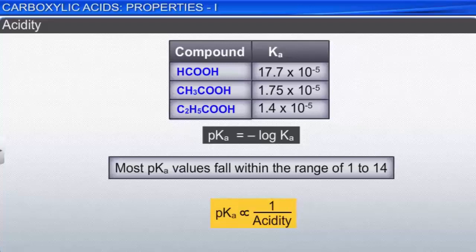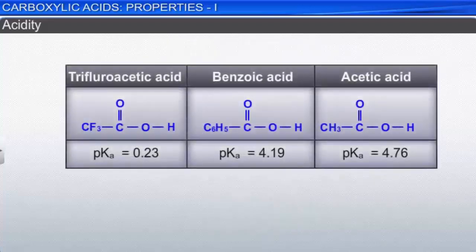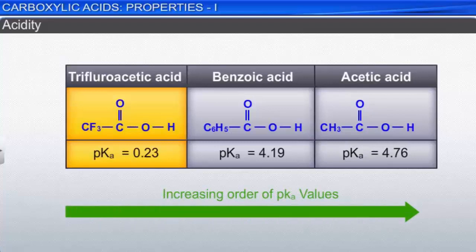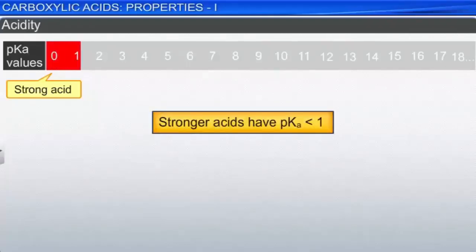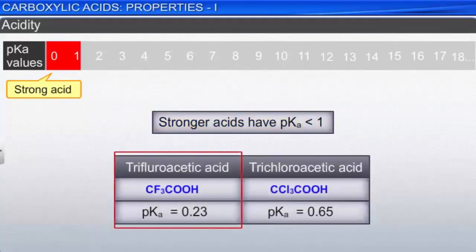The smaller the pKa, the stronger is the acid. For example, among trifluoroacetic acid with a pKa value of 0.23, benzoic acid with a pKa value of 4.19, and acetic acid with a pKa value of 4.76, trifluoroacetic acid with the lowest pKa value is the strongest organic acid. Strong acids have pKa values less than 1. For example, trifluoroacetic acid with a pKa value of 0.23 and trichloroacetic acid with a pKa value of 0.65 are strong acids.